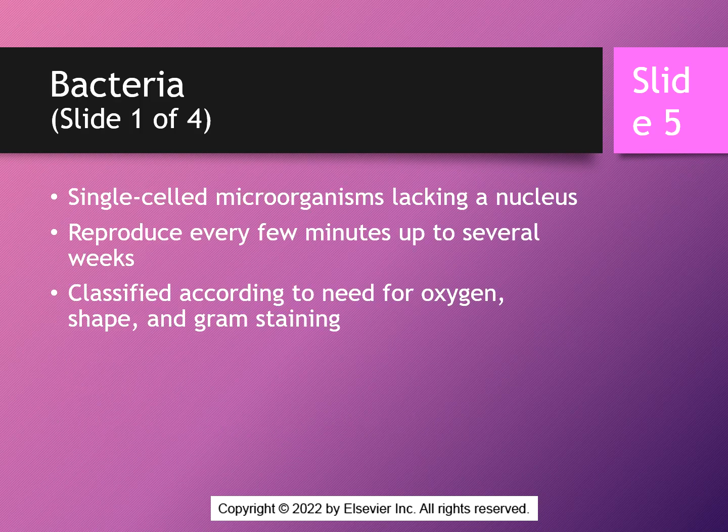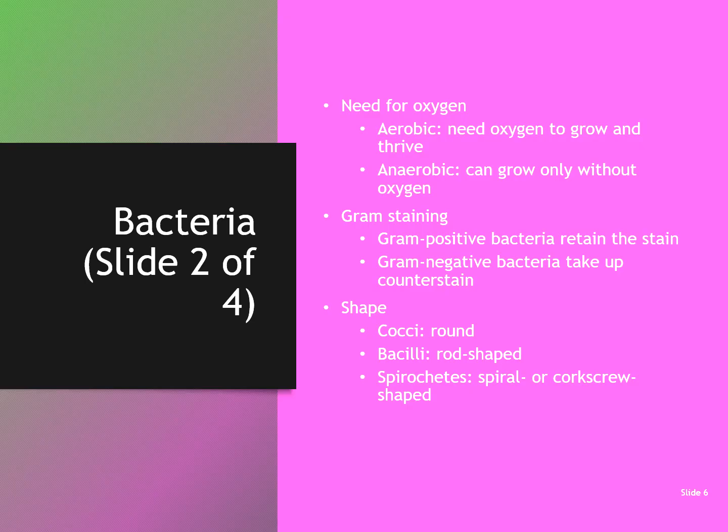Bacteria are single-cell microorganisms lacking a nucleus that reproduce from every few minutes up to several weeks. Bacteria are classified according to their need for oxygen, their shape, and their Gram-staining properties. Aerobic bacteria need oxygen to grow and thrive. Anaerobic bacteria grow only when oxygen is not present.